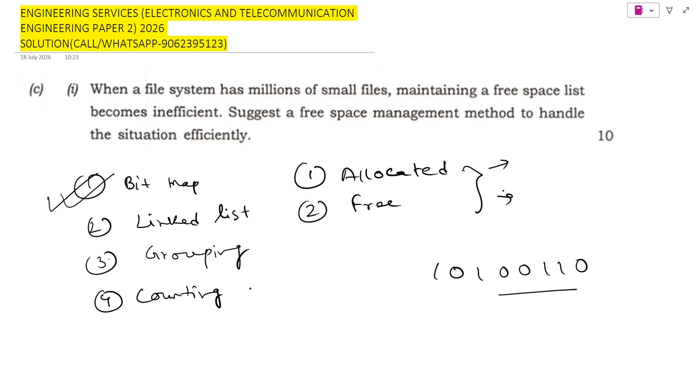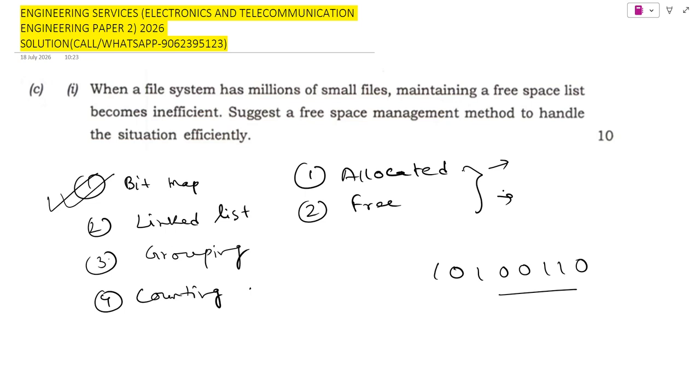Now why is the bitmap better? There are several advantages. First, searching is faster. The operating system can quickly locate the free blocks. Second, it is easy to find the consecutive free blocks. This improves the allocation efficiency. Third, less pointer overhead. Unlike the linked list, bitmap does not require storing pointers for every free block. Advantage number 4 is what? Suitable for very large file systems containing millions of files. Okay, so it scales much better.